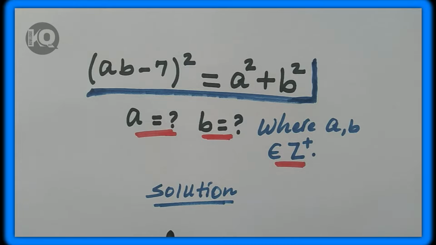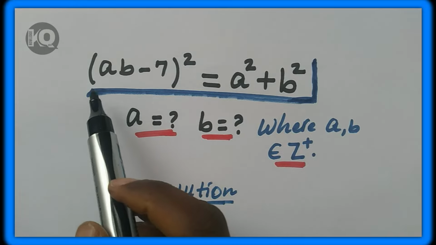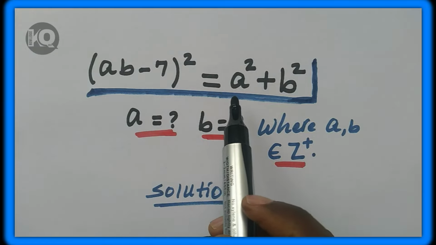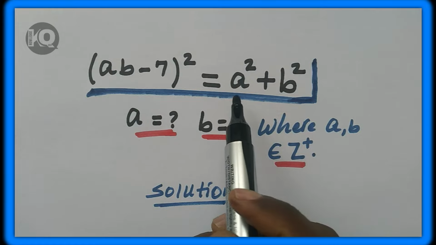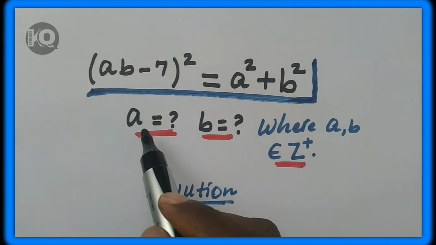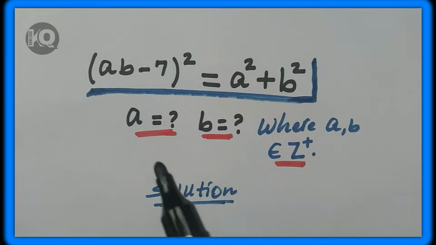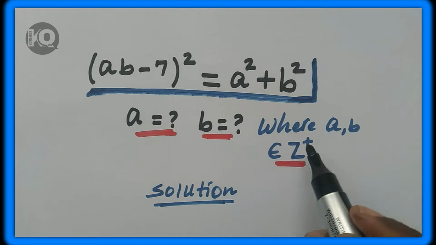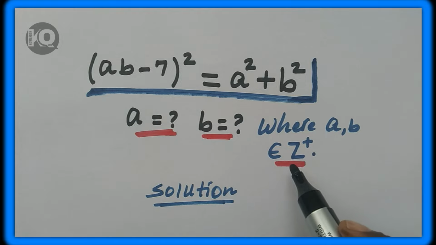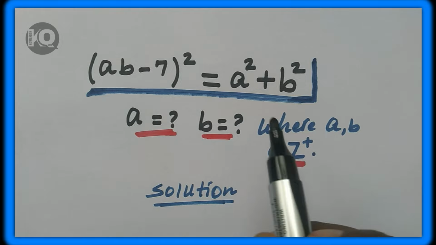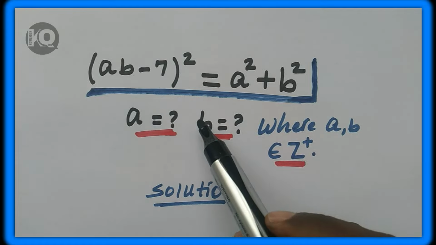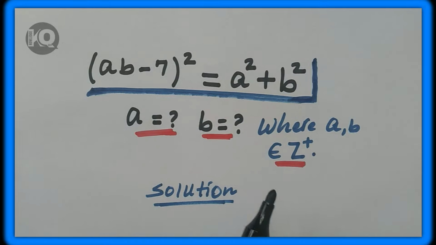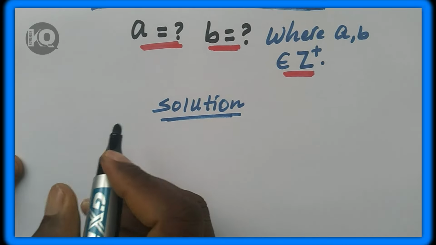Hello guys, welcome to solve this mathematical problem, which is (ab − 7)² = a² + b², and find the value of a and b. And we have a restriction here: a and b must be elements of positive integers. So let's go to the solution to find the values of a and b which satisfy this equation. So let's recall the problem.